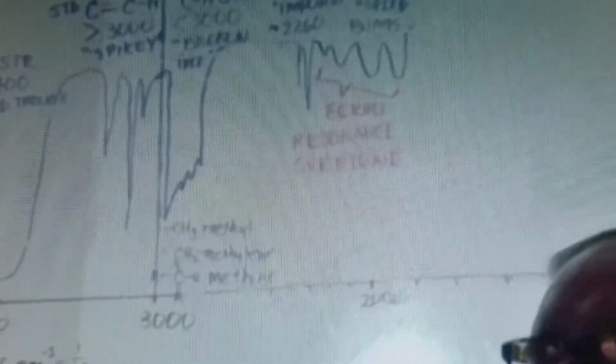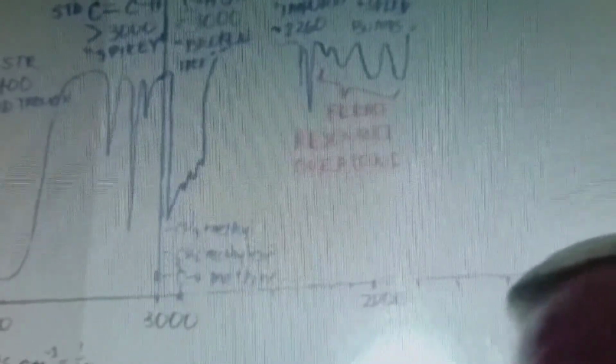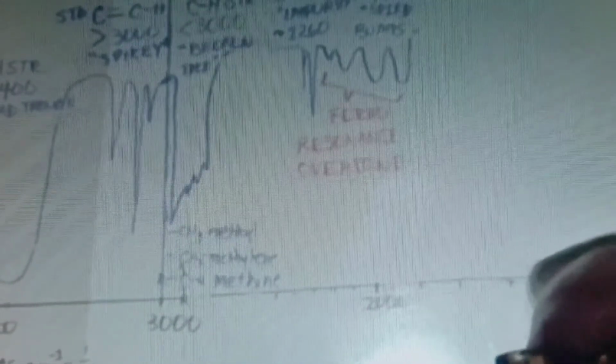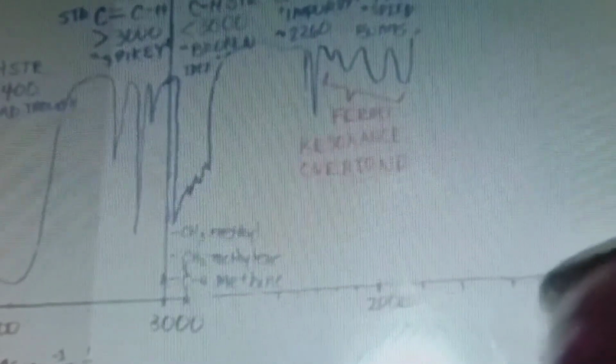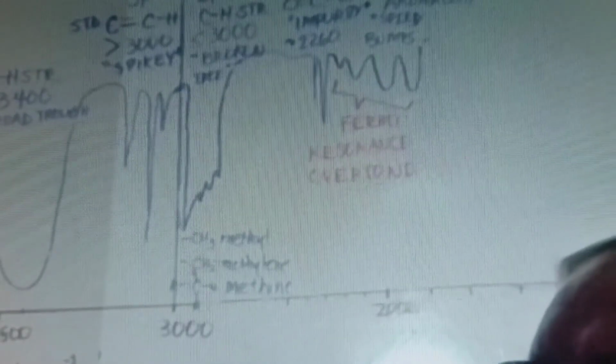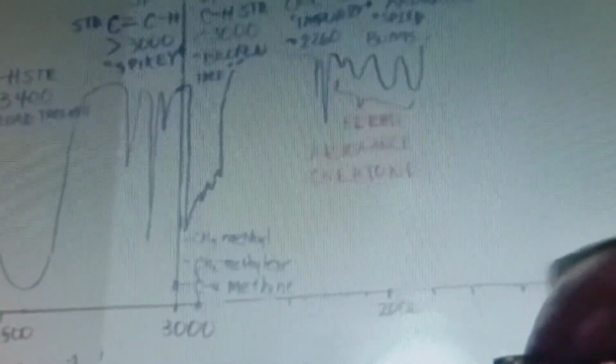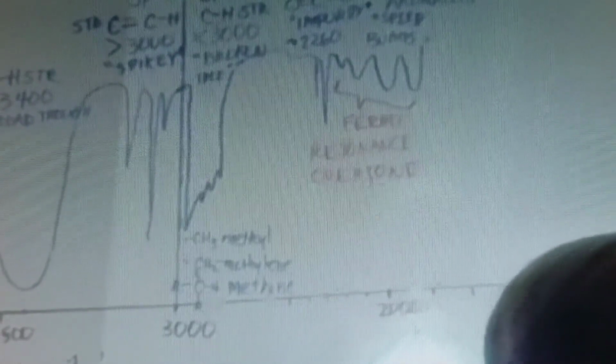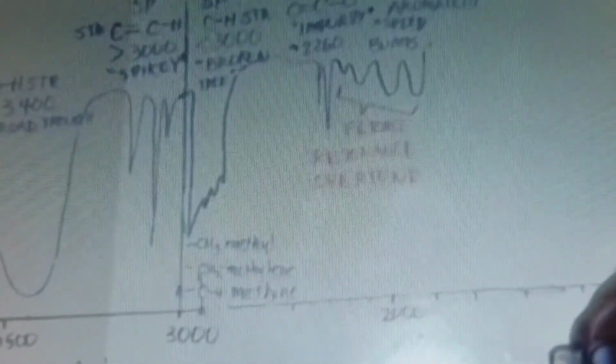I'm sorry, a 1, 2, 4. Yeah, a 1, 2, 3 or a 1, 2, 4. It'll tell you what the substitution pattern is. The other one it could be is 1, 3, 5. It'll tell you which tri-substitution you have.